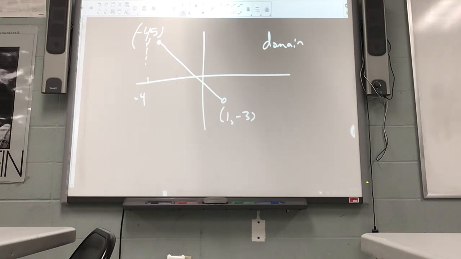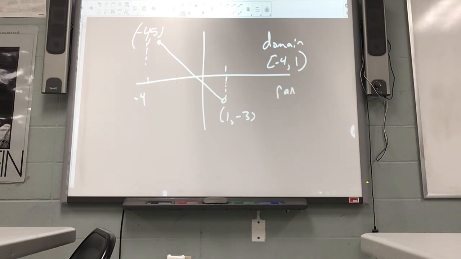So the bracket? If it touches it, it gets the bracket, and then it goes, moving left to right on the domain. The farthest right it goes is right here, which is 1, but it's got an open circle, so it doesn't touch it, so it gets a parentheses. So that's our domain, how far left or right it moved.